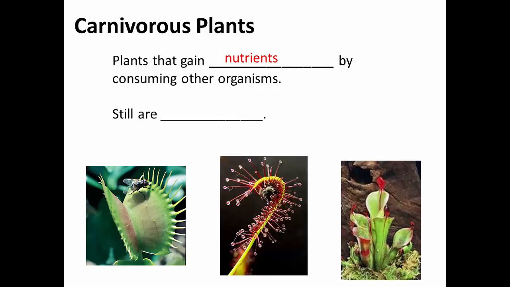So often these grow in nutrient-poor soils. They still go through photosynthesis. They're not actually using the insects for energy. They're just using them to get nitrogen or potassium or phosphorus. They're still autotrophs. They're still green. They still go through photosynthesis. They're just getting nutrients from those insects. Some traps snap closed, like the Venus flytrap. Others, like the sundew, are sticky with that nectar. Others have like a little area that insects crawl into but then cannot escape from, like this pitcher plant.